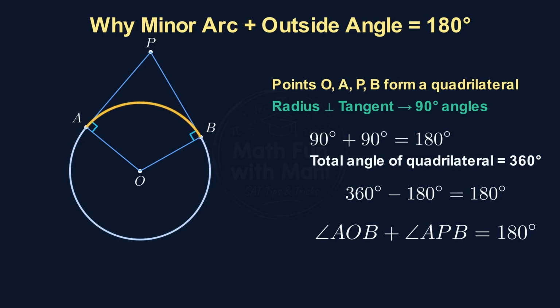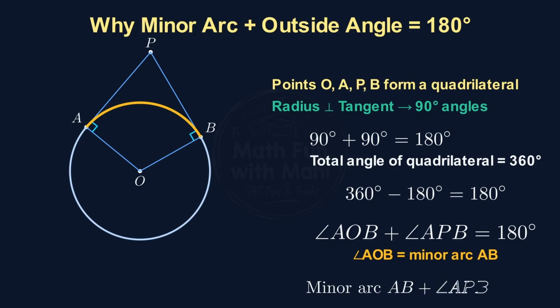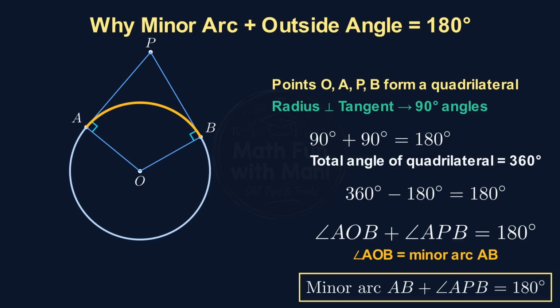But remember, the measure of a central angle is exactly equal to the measure of the arc it intercepts. So angle AOB is functionally the same as the measure of minor arc AB. And there is the proof. Minor arc plus outside angle equals 180 degrees.